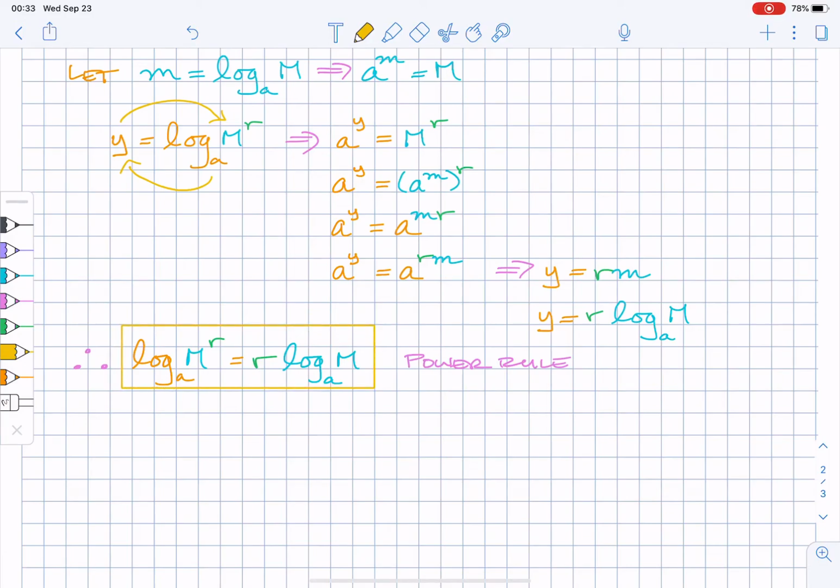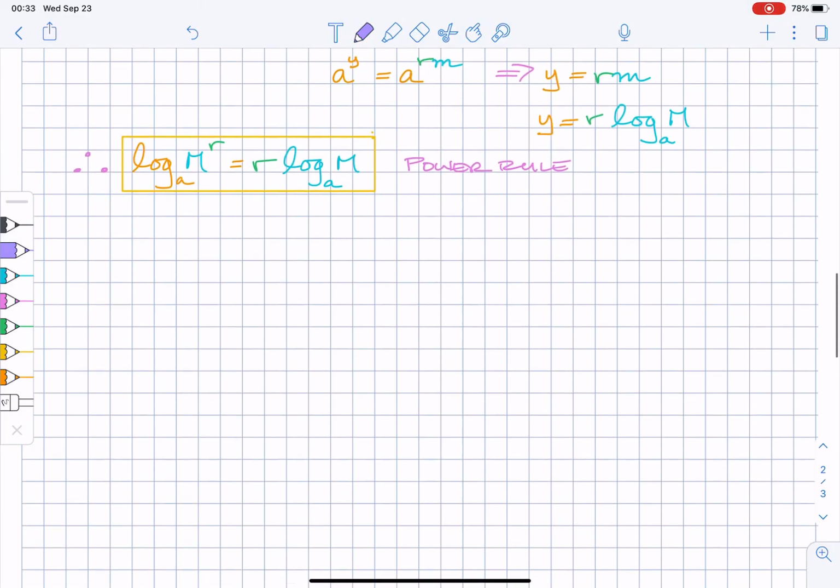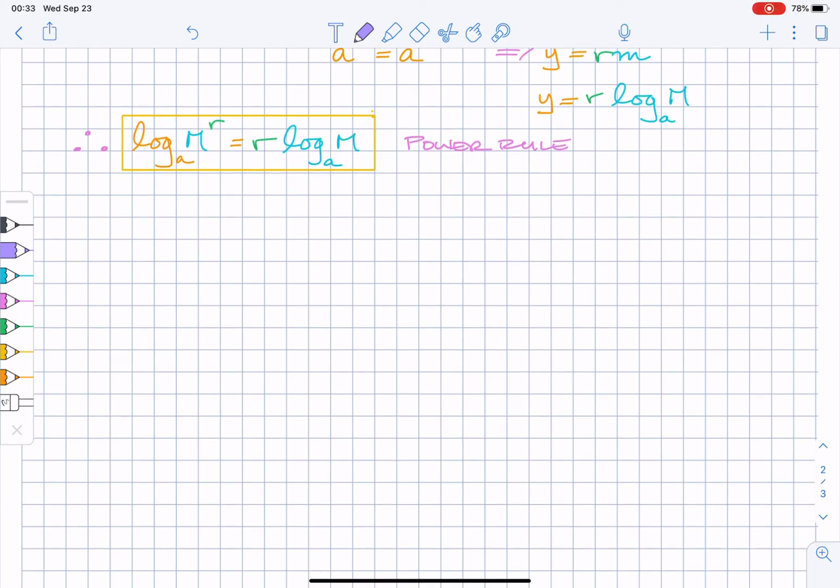So each of these were proofs, so they may come up again in some sort of an assessment. Okay, so let's write these as a theorem. So theorem, and this is rules or properties of logarithms.